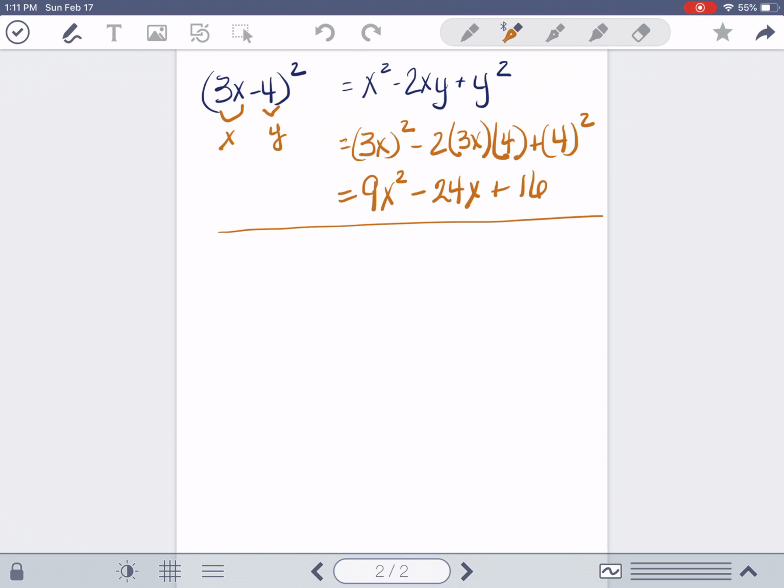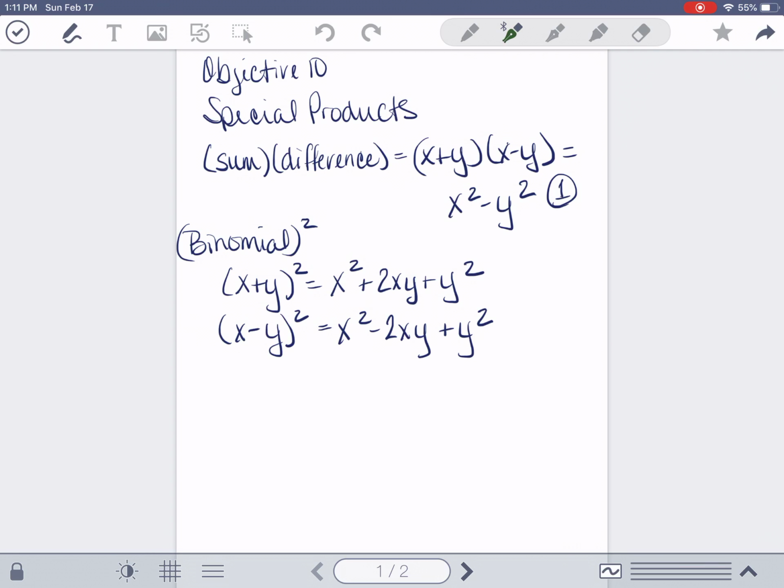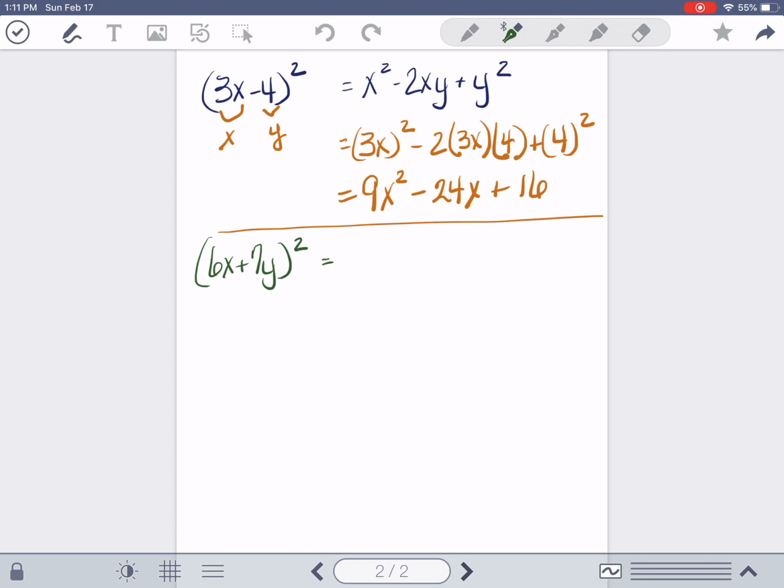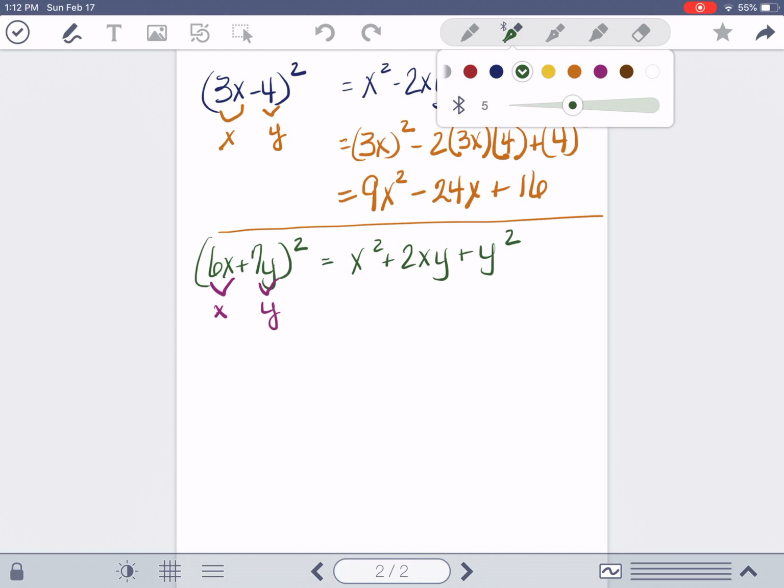So let's take another example. Here we have 6x plus 7y squared. Again, we know that formula, based upon the first page that we talked about, when you have the sum, it's x squared plus 2xy plus y squared. Here we have the x value, which is 6x, and the y value, which is 7y. So now let's substitute those in.